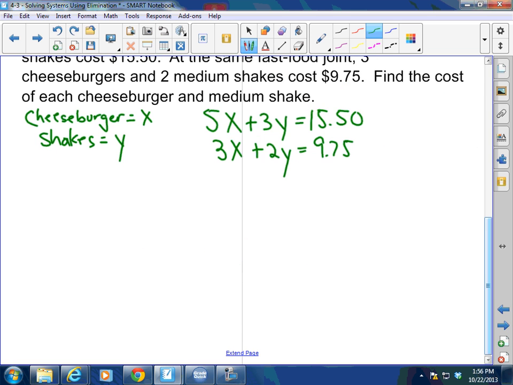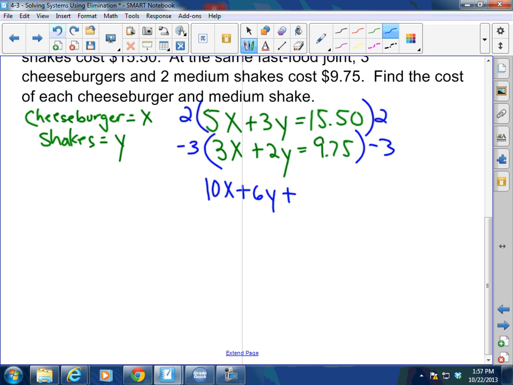Awesome. Okay, now Mickey Mouse time. Who do you want to get rid of? Y. Okay. What do you want to multiply the top by? Oh, I shouldn't have done that. Sorry. By a 2 here, okay. And the bottom one? -3. Awesome. So I got 10x plus 6y equals 31. Second equation, -9x minus 6y equals 9.75 times 3, negative 29.25.